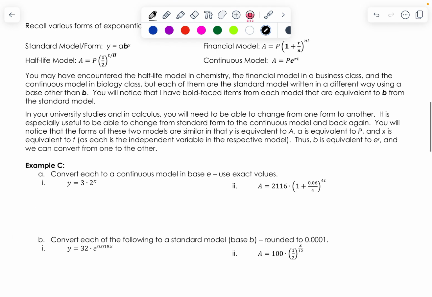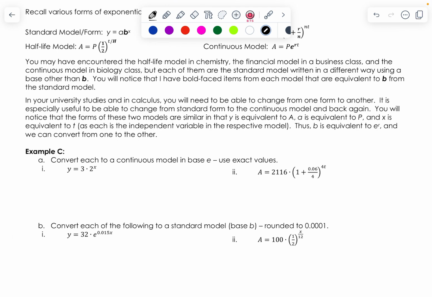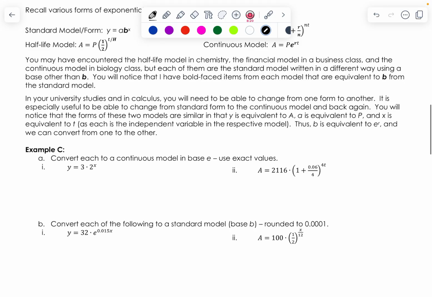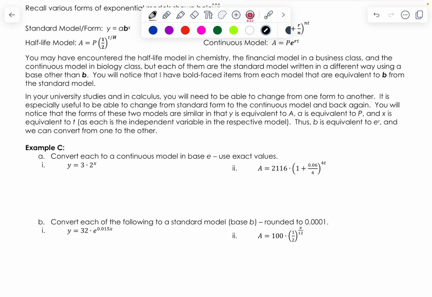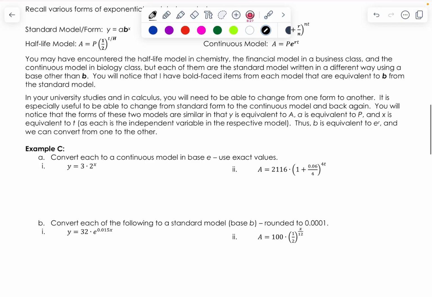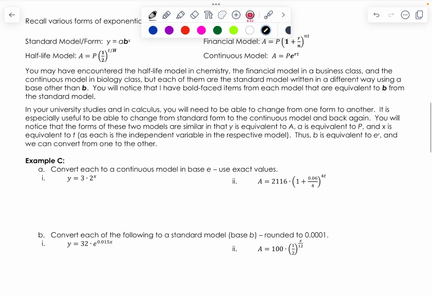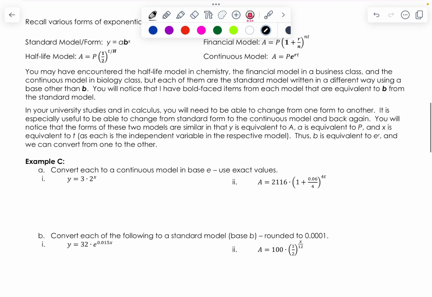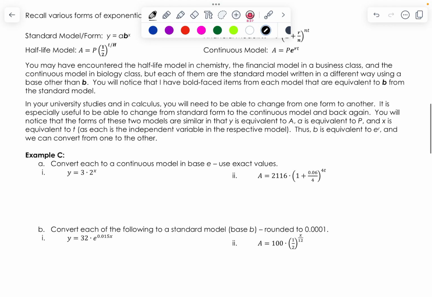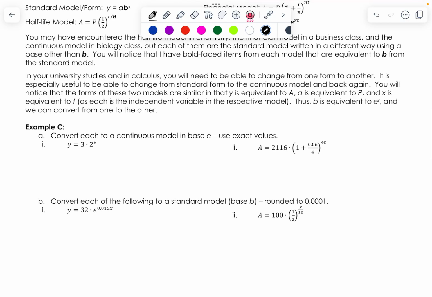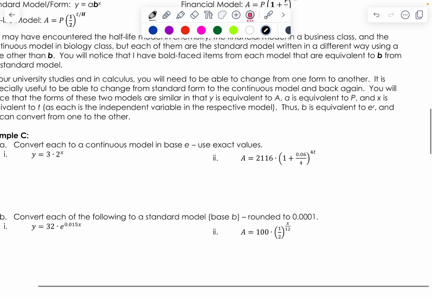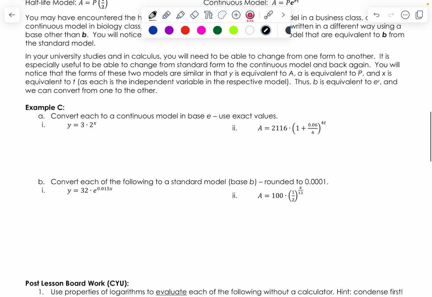In your university studies and in calculus, you will need to be able to change from one form to another. It is especially useful to be able to change from standard to the continuous model and back again. You will notice that the forms of these two models are similar in that y is equivalent to a, and then lowercase a is equivalent to P, and x is equivalent to t, as long as it's the independent variable. So b is equivalent to e to the r, and we can convert from one to the other.